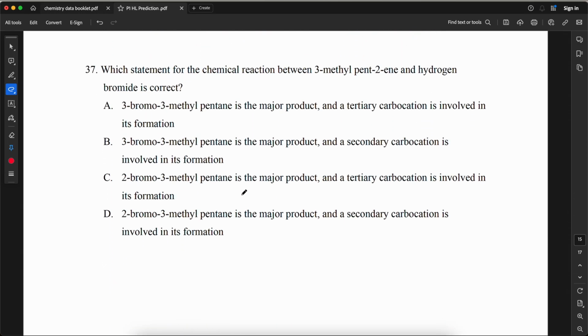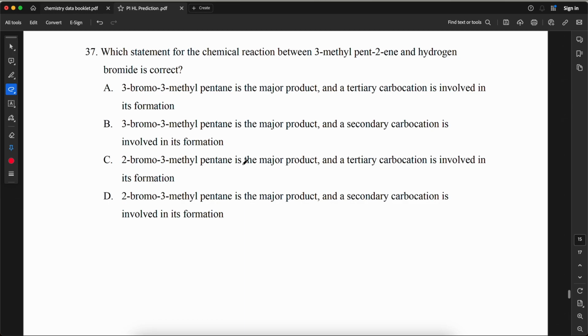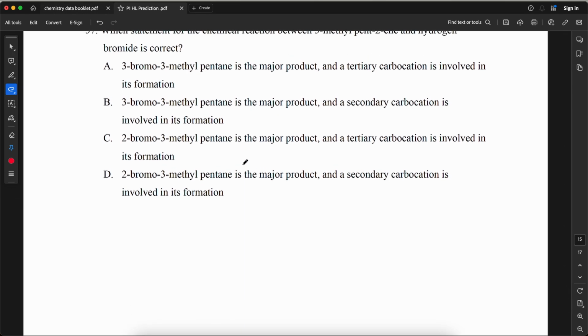Okay, which statement for the chemical reaction between 3-methylpent-2-ene and hydrogen bromide is correct? Let's do the reaction. So C double bond C, CH3 and H. This one would be CH2, CH3, right? CH2, CH3. And then this one would be CH3. When HBr reacts with this, so H will go here, and then Br will go here.